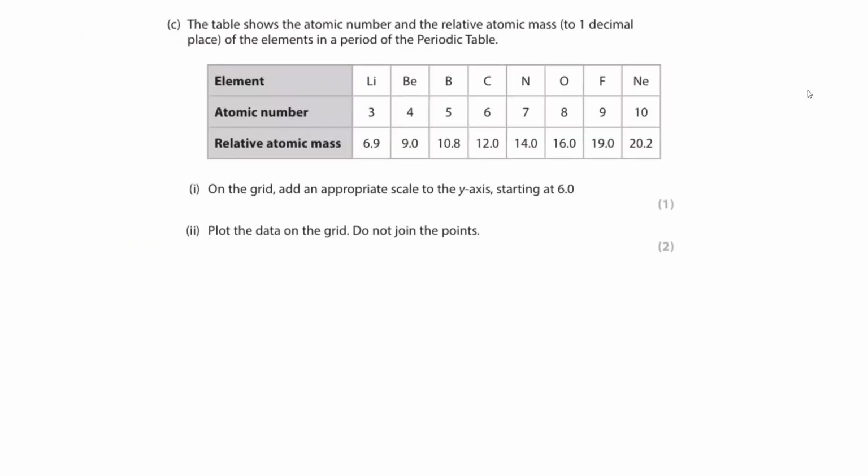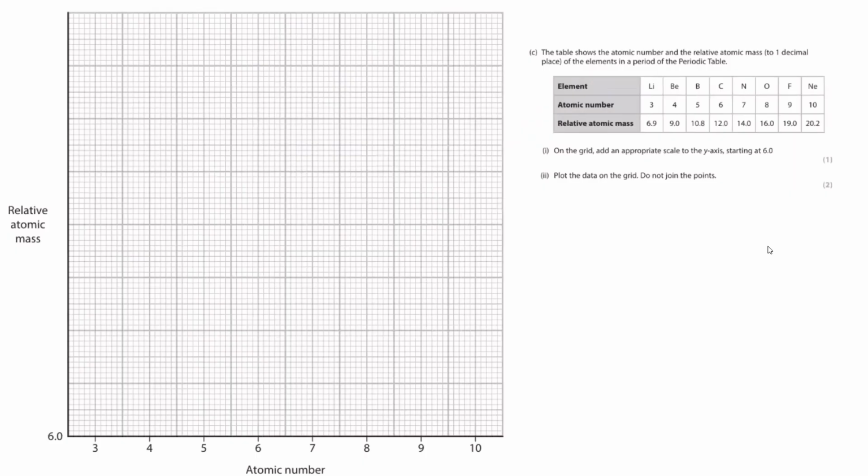Okay, now we are coming to part C. The table shows the atomic number and the relative atomic mass to one decimal place of elements in a period of the periodic table. Okay, we have element, atomic number, relative atomic mass. On the grid, add an appropriate scale to the y-axis starting from 6. Okay, that means they are expecting us to draw a graph. Atomic number is given, so that is on the y-axis.